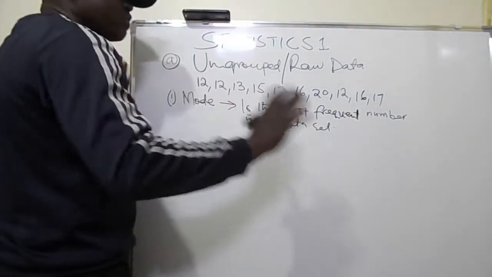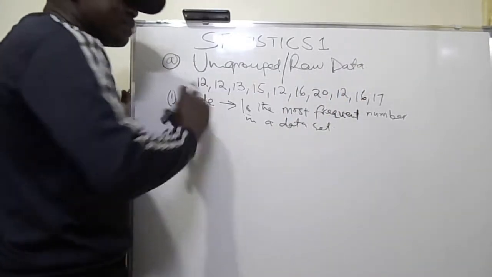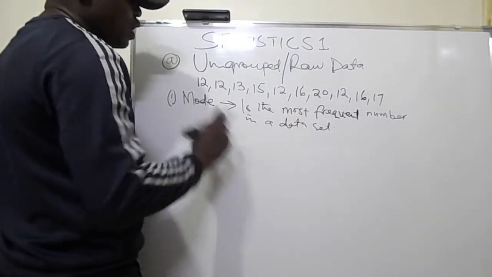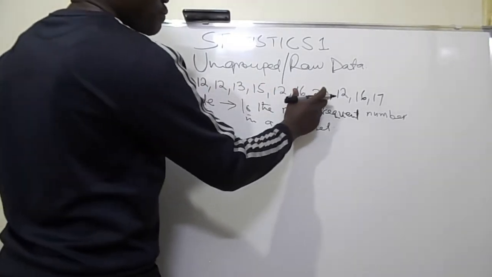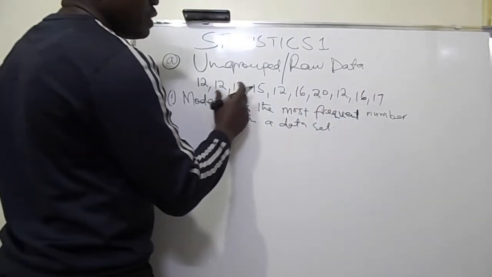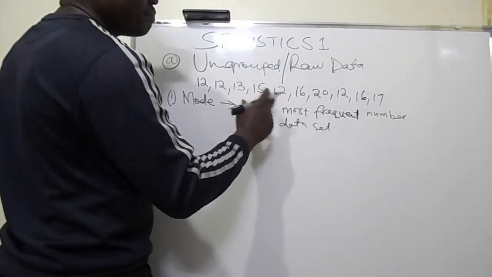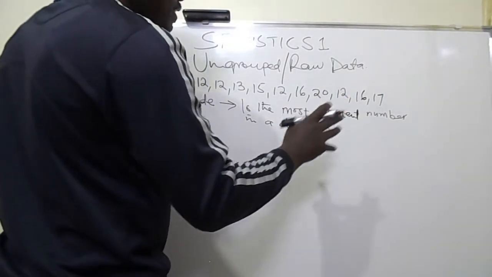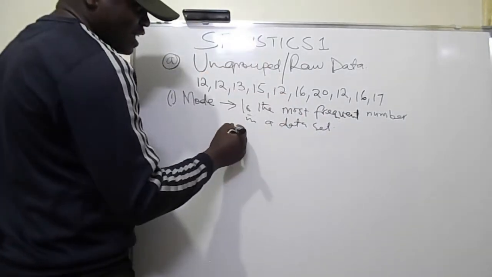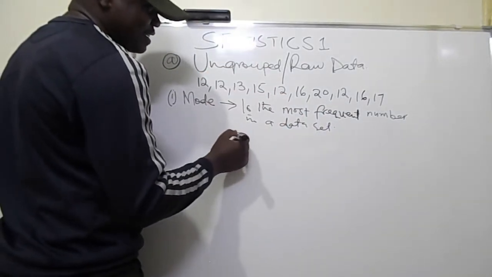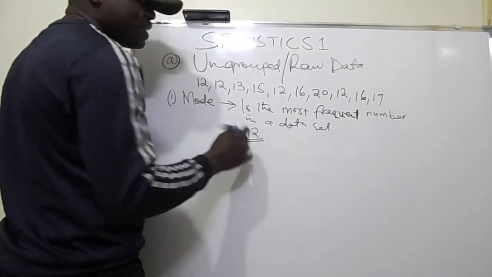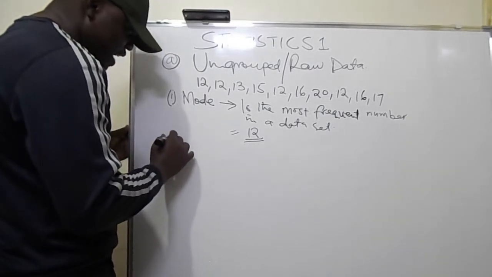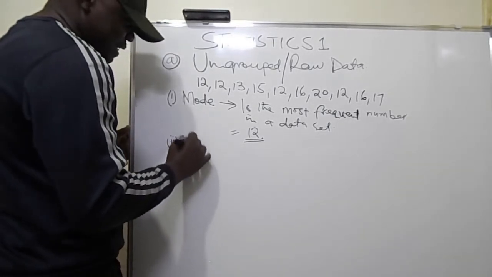The mode is the number that appears the most, that repeats itself the most in this set of data. If you look at this data, 12 appears 4 times. 13 appears once. 15 appears once. 16 twice. Then 17 once. Then 20 once. So obviously, the mode of this data set is 12. That is the number that appears the most. Very simple. The second question that you can be asked is to find the median.